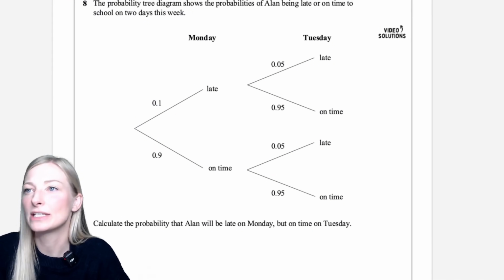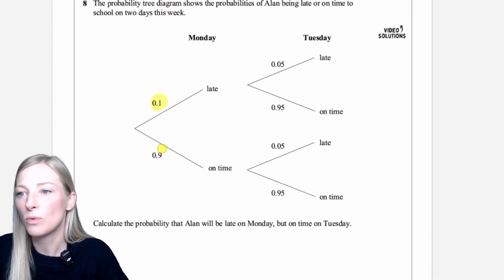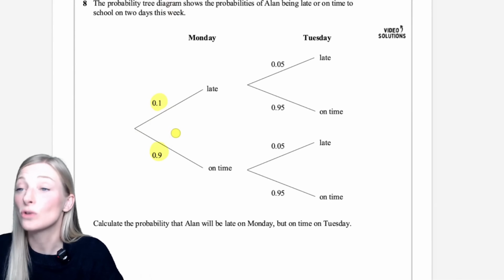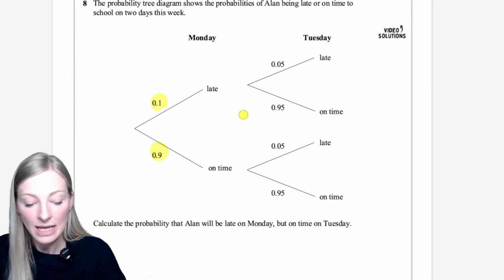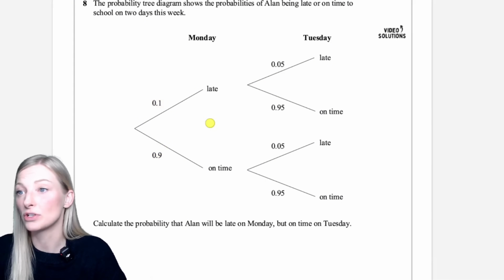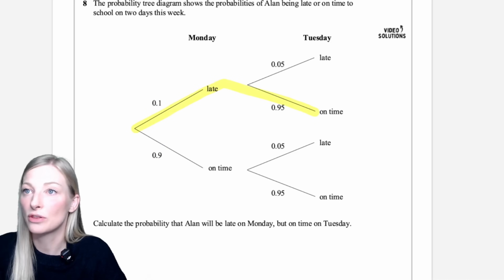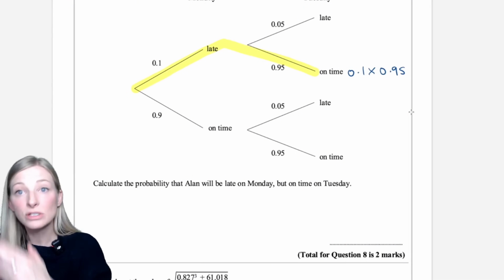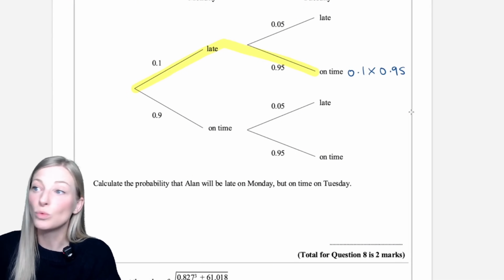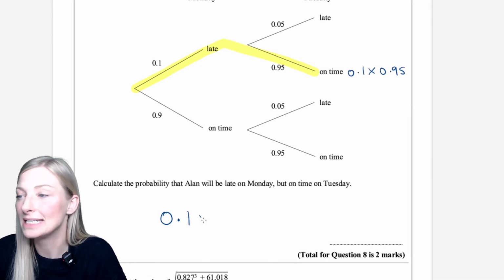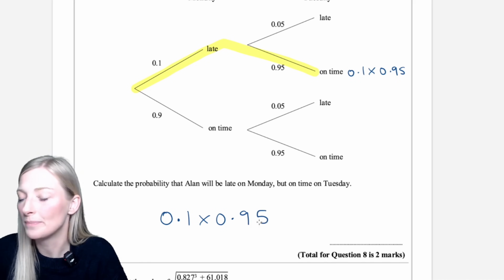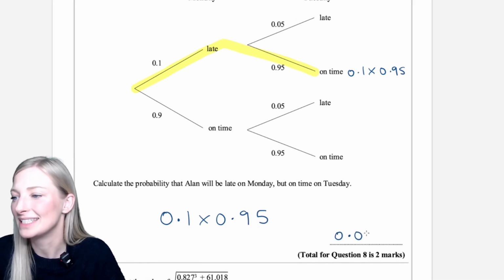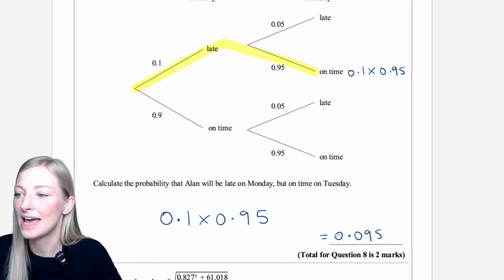And this is purely here as a reminder, if you get a tree diagram, number 1, the probabilities on your branches need to add up to make 1. And also if you want to go along the branches, we multiply. So late on Monday, on time on Tuesday, this is the pathway that I'm looking at. I'm going to do 0.1 multiplied by 0.95. And if you want more than one pathway, you multiply along the pathways and then you add the ones you want up at the end. Here we only wanted this pathway, so I'm going to do 0.1 times 0.95, which is 0.095 is your answer there for 2 marks.